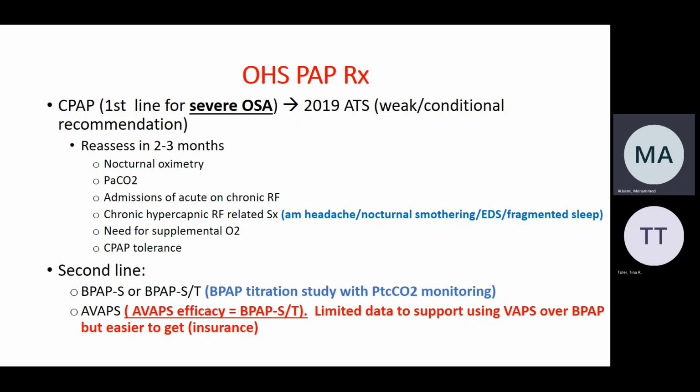You check their daytime PCO2 after at least 2 to 3 months of being on CPAP. Ask for any admissions related to heart failure if they're still decompensating despite CPAP. So that tells you that your treatment is failing.